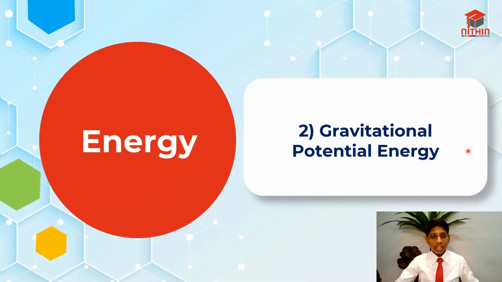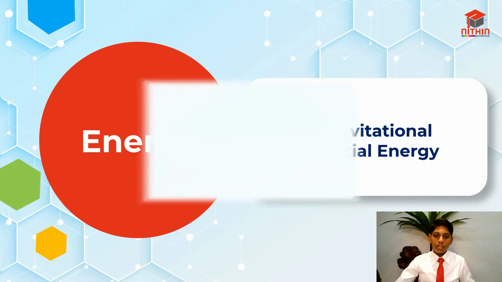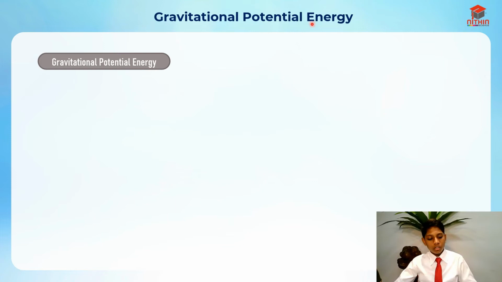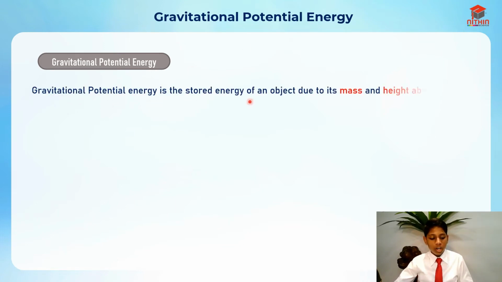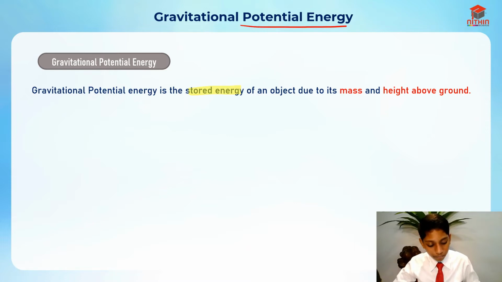For the second segment of this video, I'll be going through gravitational potential energy. Gravitational potential energy is basically the stored energy of an object due to its mass and height above the ground. They've used the term stored energy. So stored energy is basically potential energy.